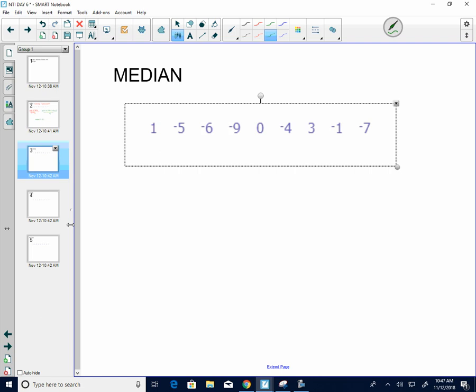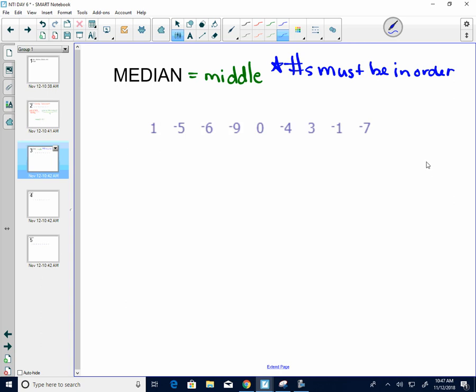The next one that we need to look at is median. And median we need to think of as being in the middle. And the important thing that we need to note here is the numbers must be in order from least to greatest. For mean, it did not matter what order the numbers were in, but for median, order matters.